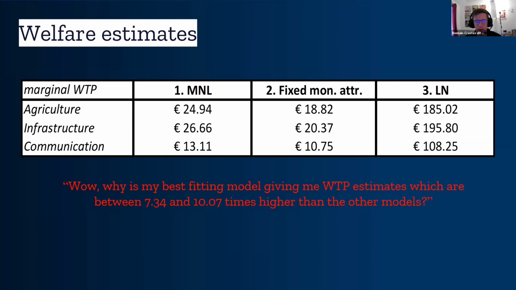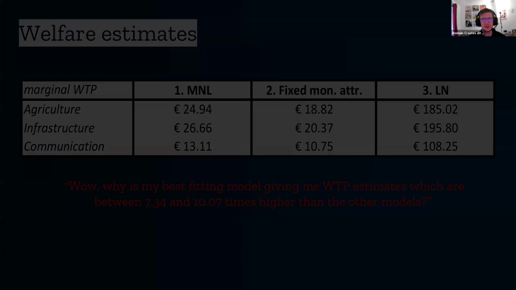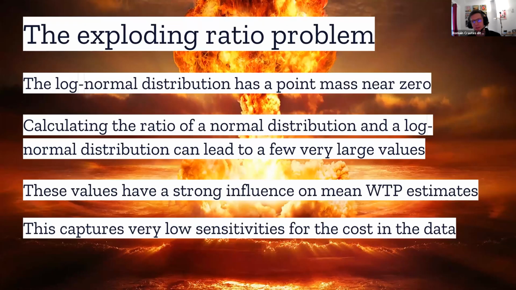So what's happening here? Why is my best fitting model giving me willingness to pay estimates which are between 7.34 and 10 times higher than the other models? That's a bit high, okay? That's because of the exploding ratio problem. And yeah, I'm being a bit overly dramatic with the picture, but it's a problem.